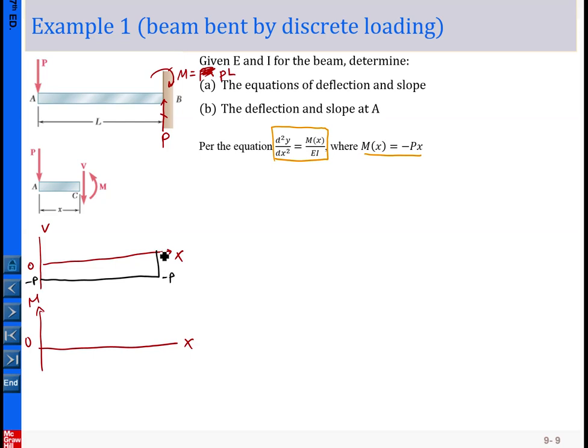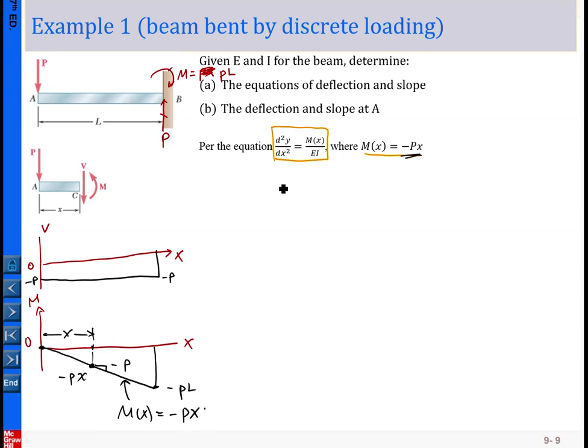Sorry for my inaccurate drawing here. Now this is the bending moment, with the magnitude equal to minus PL. At any location, for example at a distance x here, the bending moment equals minus px. That is the reason we come up with this equation.